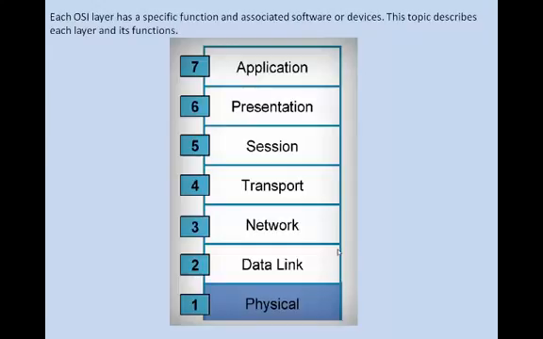So as you can see here, we have 7 layers in this OSI reference model, and each OSI layer has a specific function and associated software or devices. This topic describes each layer and its function. So for each and every layer, there is a specific device and there is a specific software. So we will know all about those things one by one.